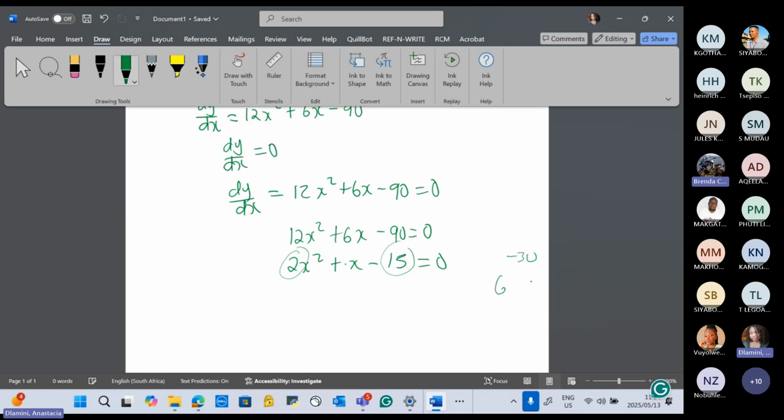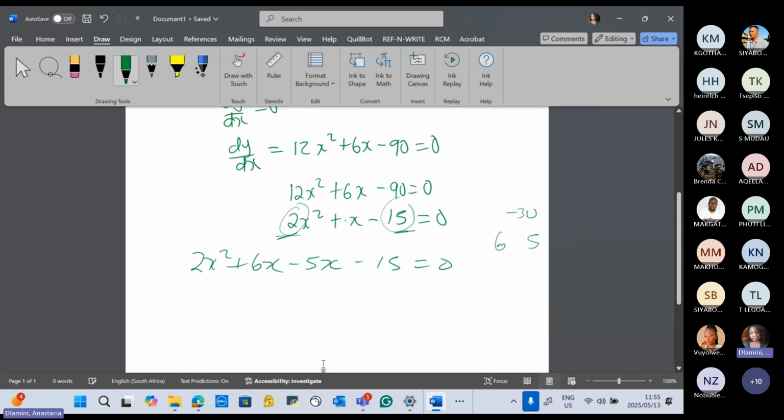6 and 5. Which one becomes positive? 6 becomes positive, then 5 becomes negative. And which one is easy to factor with 2? And which one is easy to factor with 5? 6 goes with 2, then 5 with 15. Well done. So this will be 2x squared plus 6x minus 5x minus 15.